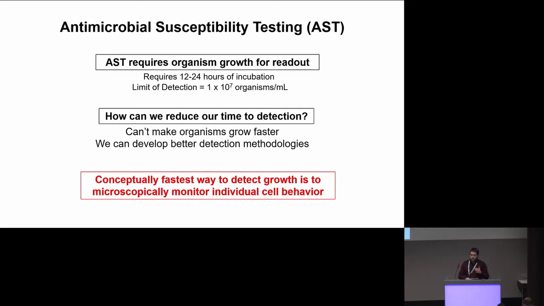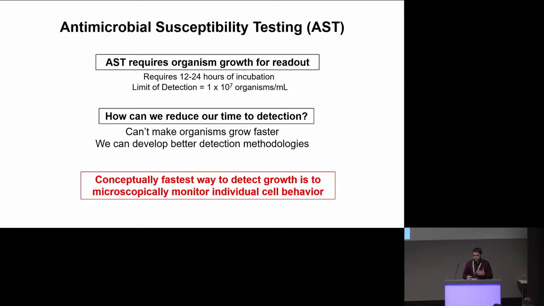So how can we make this better? We can't make organisms grow faster. We can't alter the biology of these organisms, but we can develop better detection methodologies. And conceptually, the fastest way to detect organism growth is simply to look at the organisms on a single cell or several cell basis using microscopy to monitor their behavior in the presence of antibiotics.